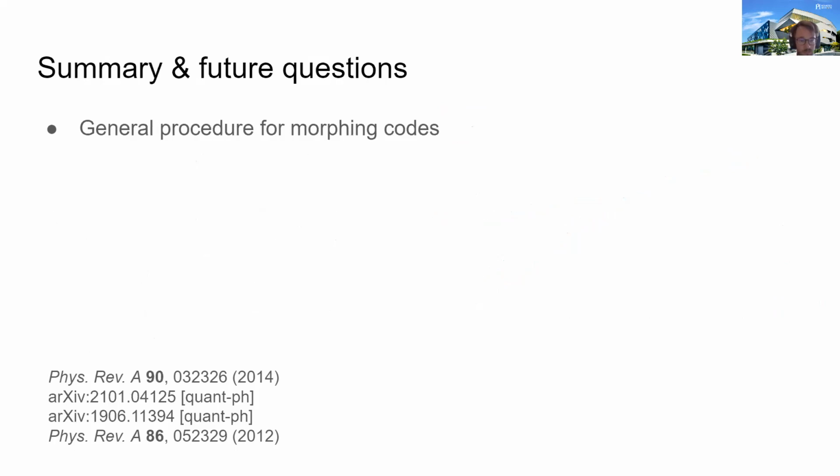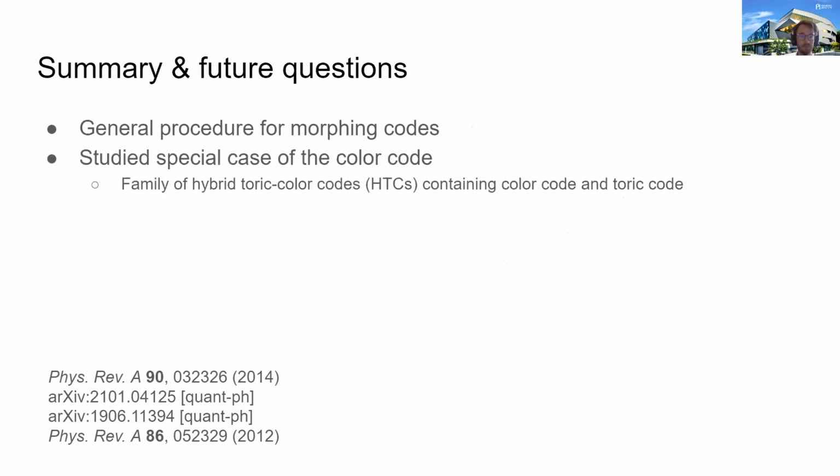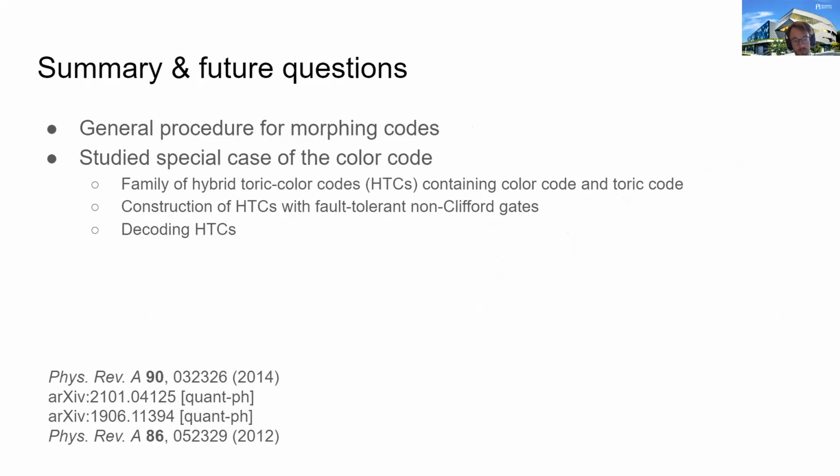Okay, so today I've told you a bit about this general procedure for morphing codes, and we've studied the special case of the color code. And this allowed us to define a family of hybrid codes, which contains both the color code and the toric code. We looked at the construction of these hybrid codes and their fault-tolerant non-Clifford gates, and this is how we made a connection to previous results about transversal gates in toric codes. And we also looked at how you can decode these codes.